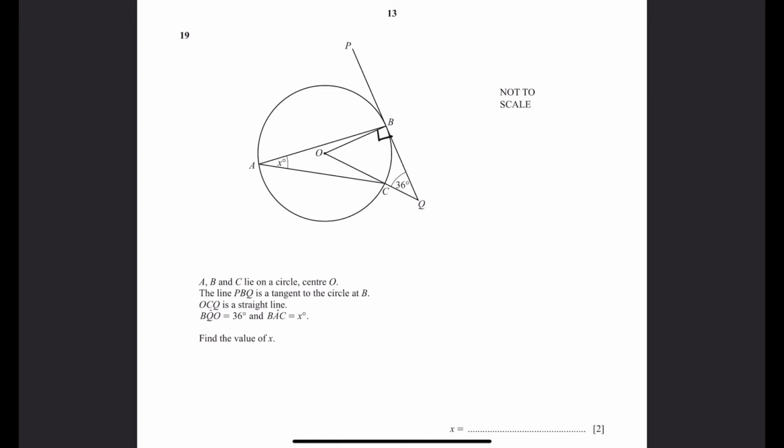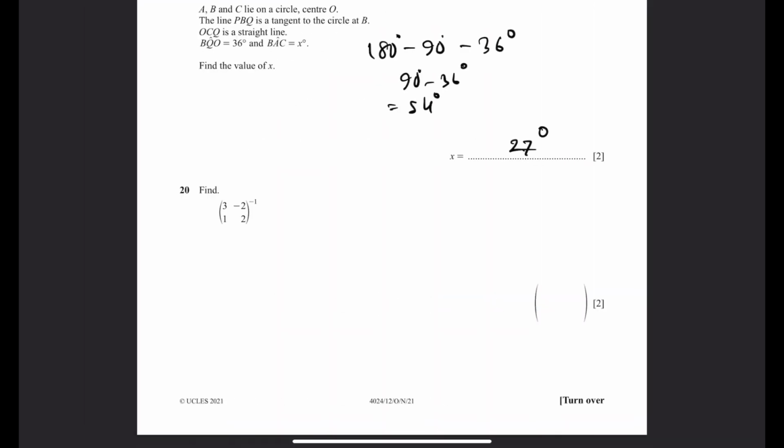So we can easily find this angle, that is 180 degrees minus 90 minus 36 degrees, which gives 54 degrees. So we have got the angle at the center. Angle at the center is half the angle at the circumference. This is the angle at the circumference. So it is 27.